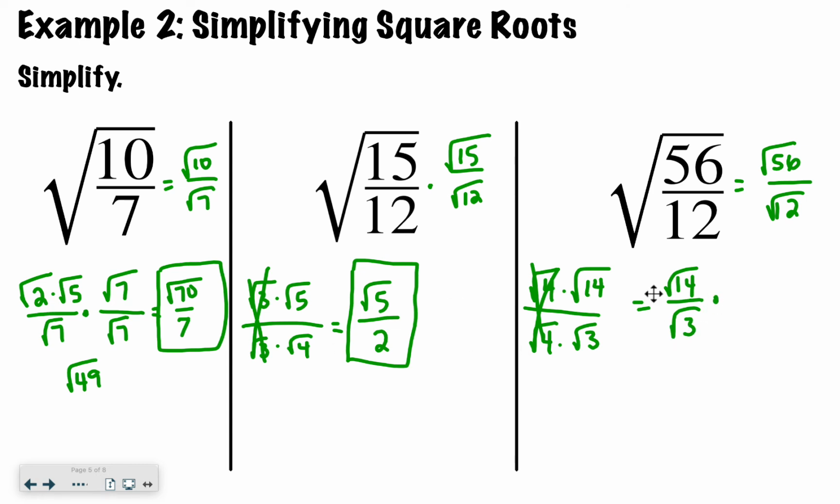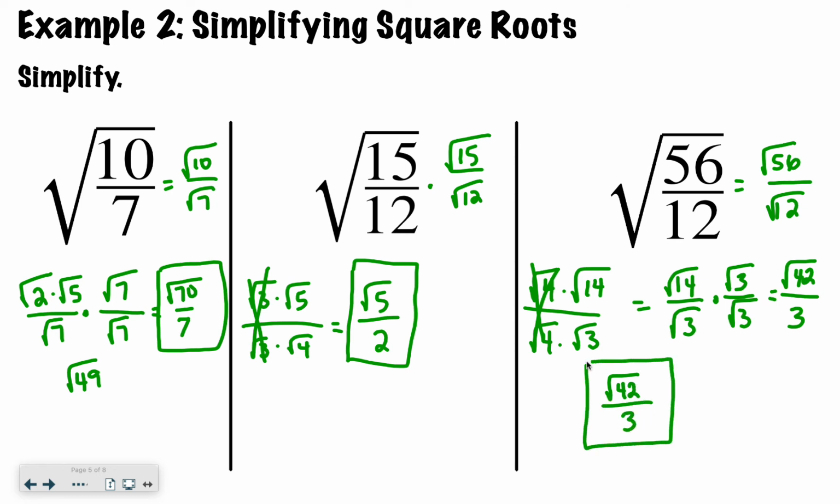So I do that same process where I multiply by 1, but it's not just a 1, it's a 1 in disguise. And the disguise is the square root of 3 over the square root of 3. So now I do 14 times 3, which is 42. So I have the square root of 42 over the number 3. So my final answer is the square root of 42 over 3. And then I am all done with my problem.